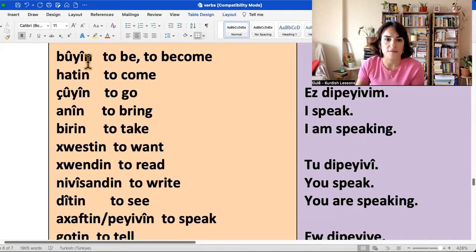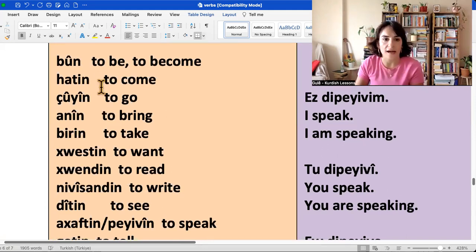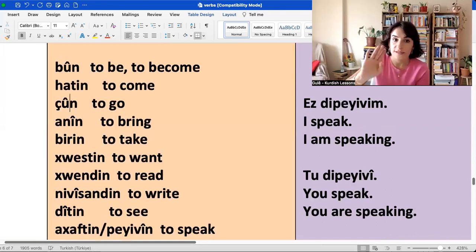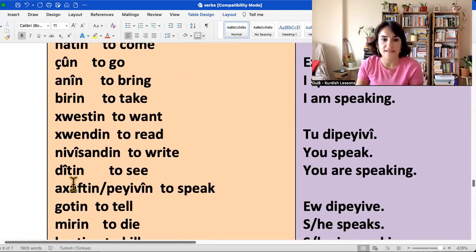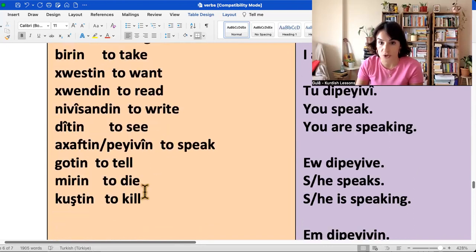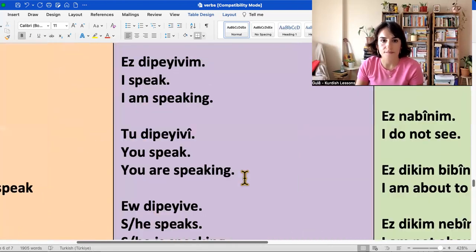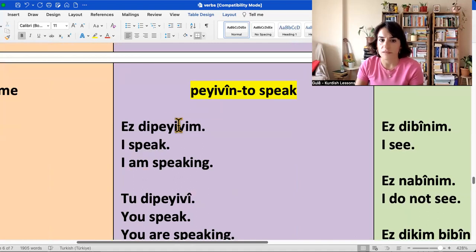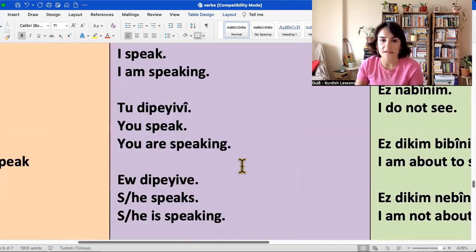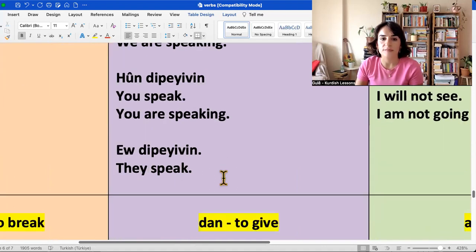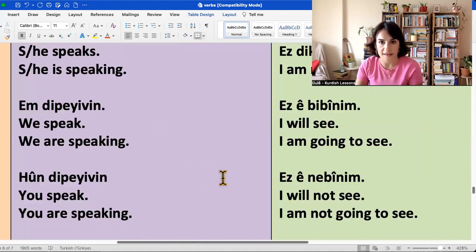So again, here there are some verbs. Buin, so bun or buin, they are the same. Hatten, chun or chuin, they are same. Anin, birin, fasten, fanden, nivisanen, diten, achaten, gurten, murin, pushten. So paving, as the pavim, to the pavi, out the pavi, and kun out the pavin. We are speaking.